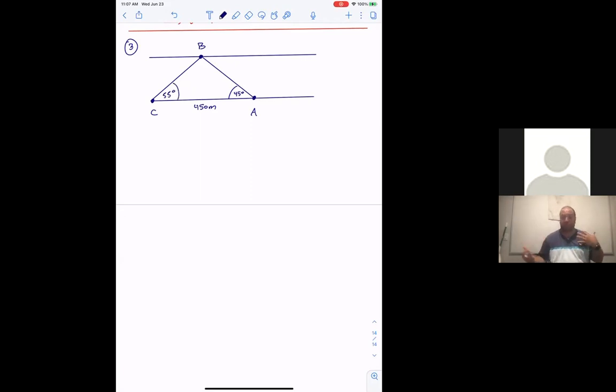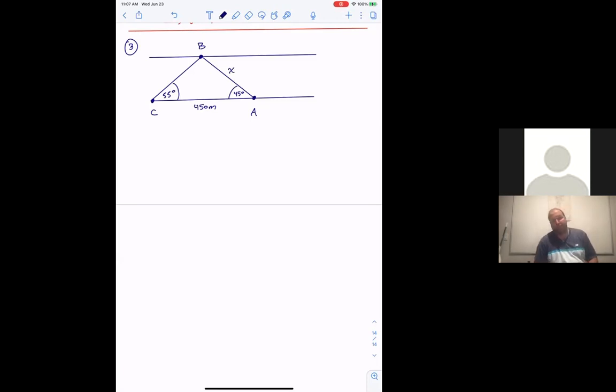So sometimes as you're reading a problem, you've got to draw a picture. You should draw a picture to illustrate it. Your first impression might not be correct. What do you do? You just start over. Nothing wrong with that. Find the distance from A to B to the nearest meter. We are looking for this side here, A to B to the nearest meter.